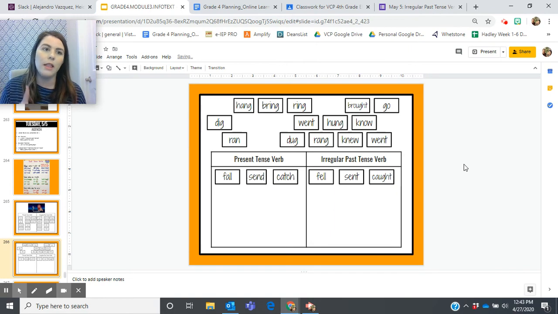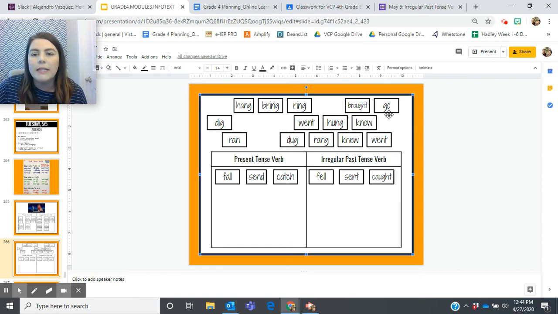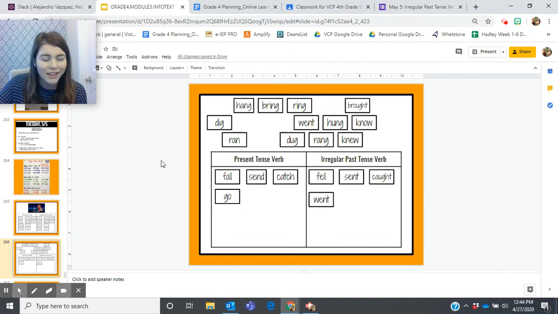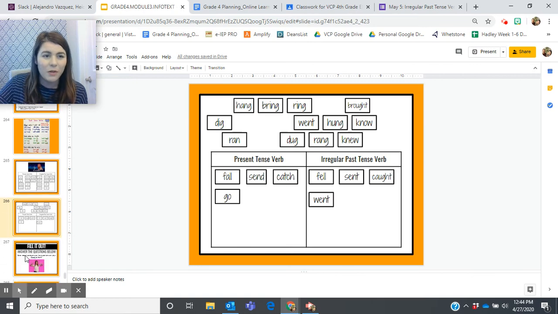Okay, one more, and then you're going to do the rest on your own. Which one do you want to do? Ooh, that's a good one. Go. Agreed. Let's take a look at this guy. So the word go. I go outside every single afternoon. Yeah, present tense. Would I say I goed outside yesterday afternoon? Nope, that doesn't make any sense. I would say I went outside. Whew, good work.